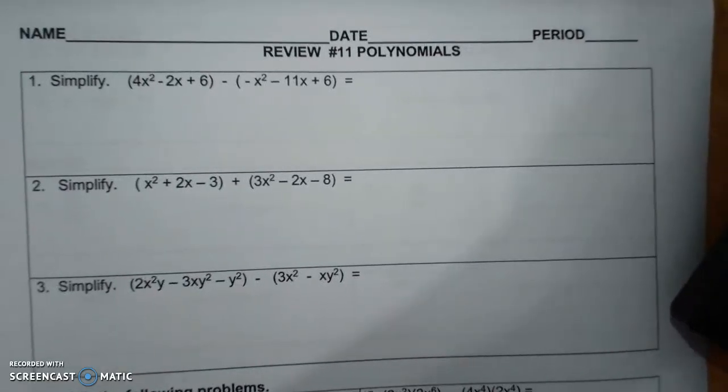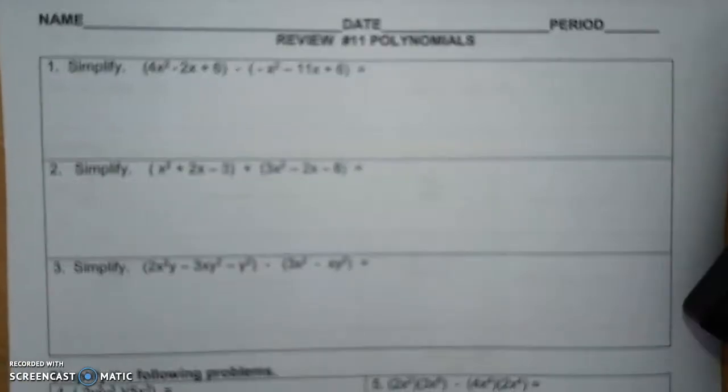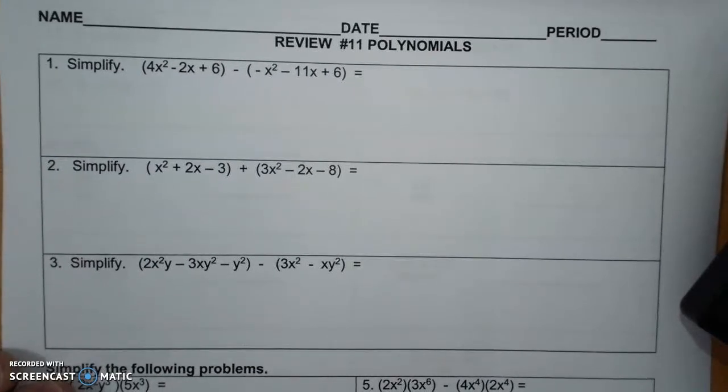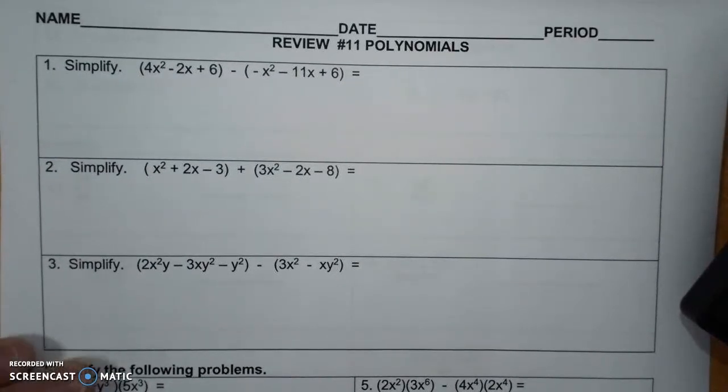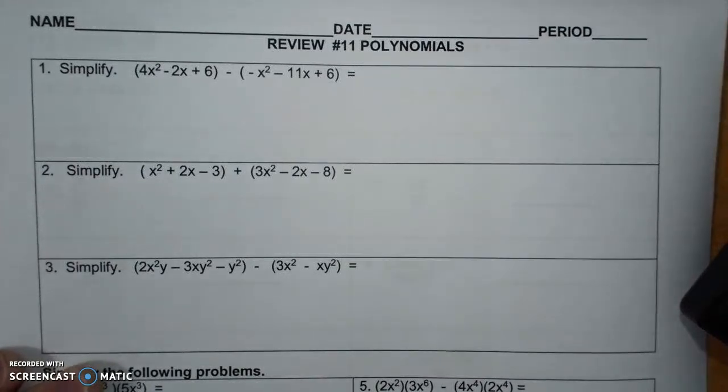This is the review for Unit 11. It's quite lengthy, and your test is quite lengthy also. It's 33 questions. You will have a time limit, so make sure that you are fluid and pay attention to your time, as you only have 50 minutes to complete 33 questions.